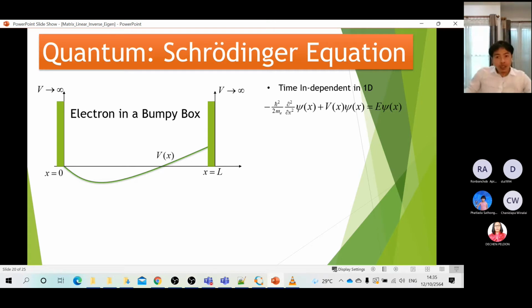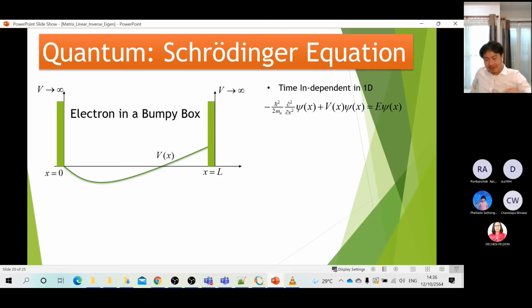What does it mean? The box here is not flat, but it's bumpy. It has dips and holes and so on. So the potential function of that box is described by a function V(x) over here. The box begins from x equal to 0 and ends at x equal to L on the right edge of the box. So we begin with this simple Schrodinger equation in one dimension, as shown here.